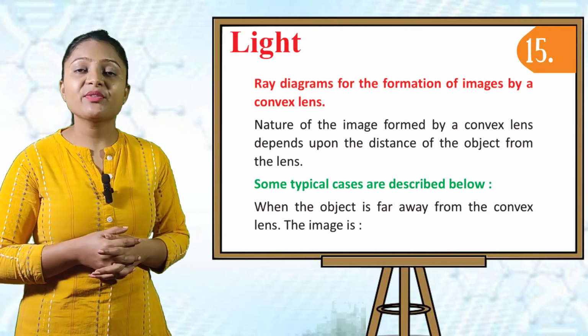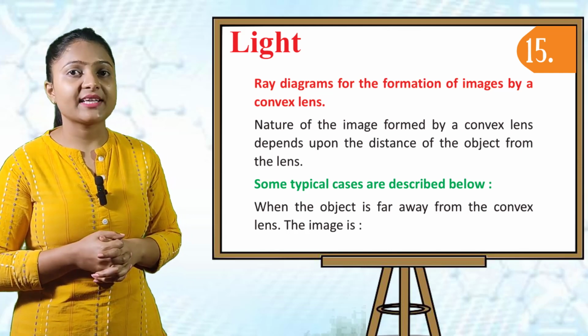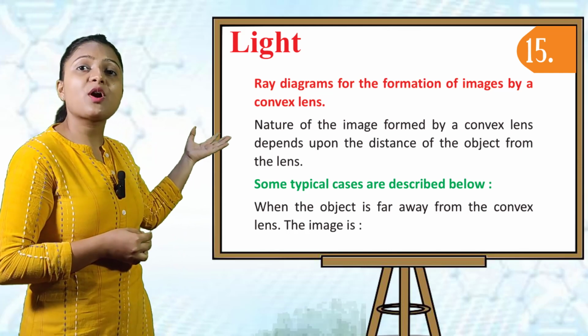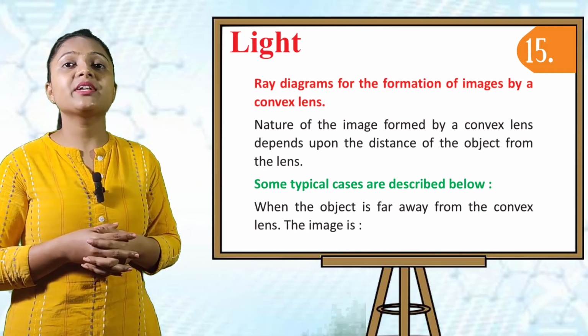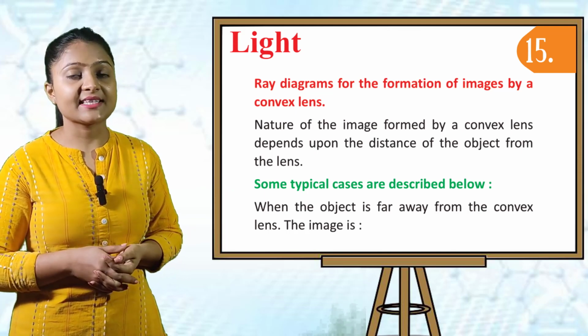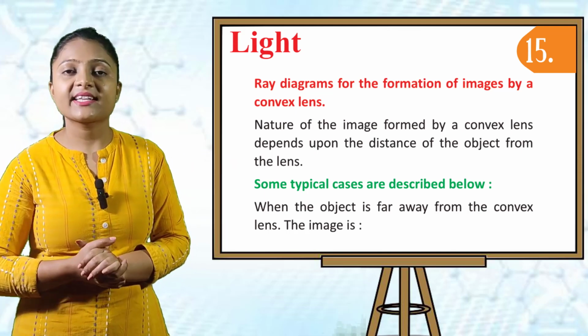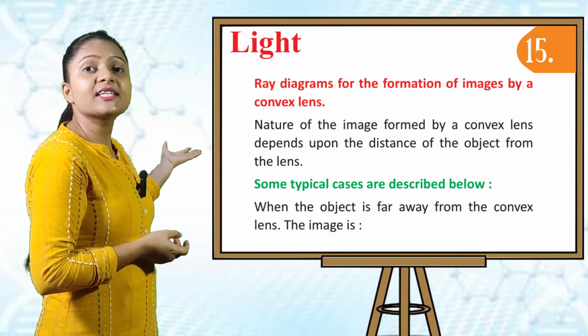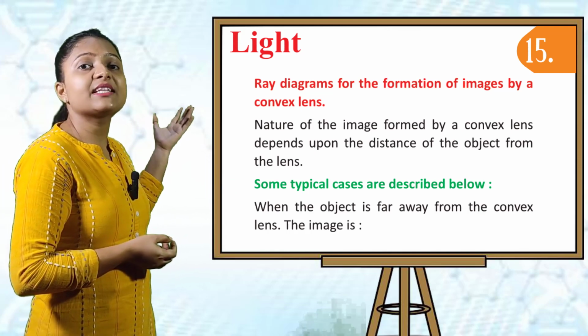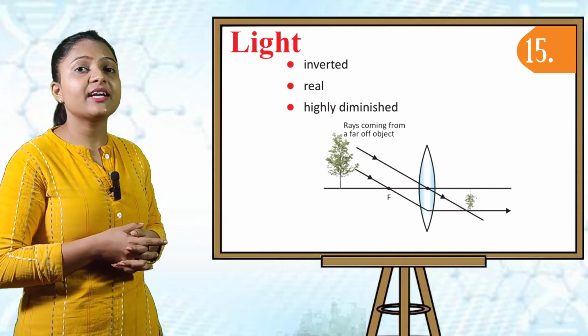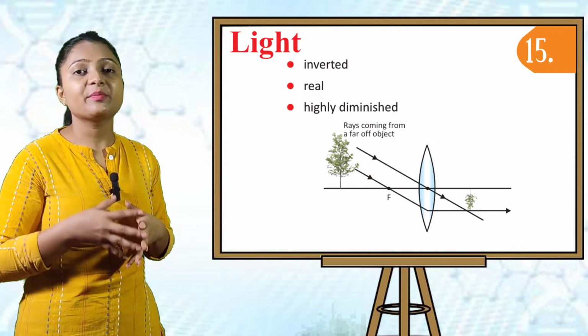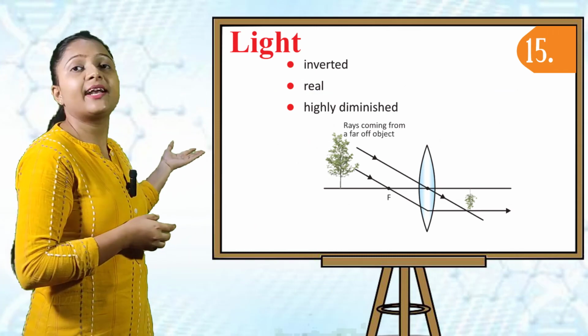Ray diagrams for the formation of images by convex lens. Nature of the images formed by a convex lens depends upon the distance of the object from the lens. Some typical cases are described below. When the object is far away from the convex lens, the image is inverted, real, highly diminished. Here is the ray diagram.